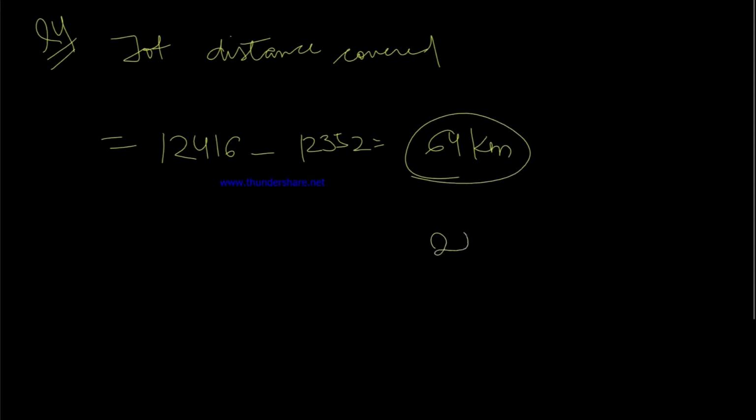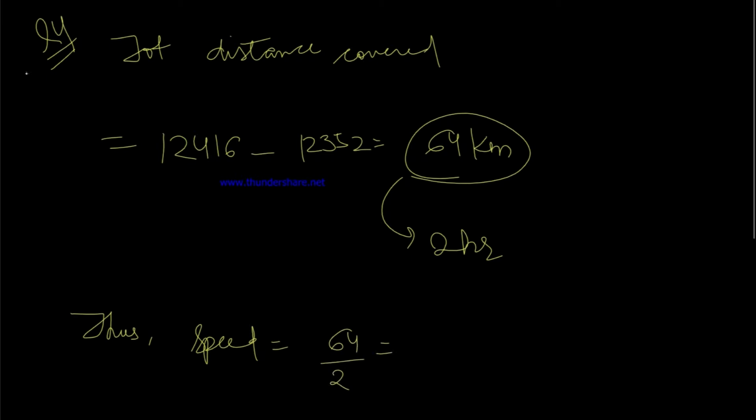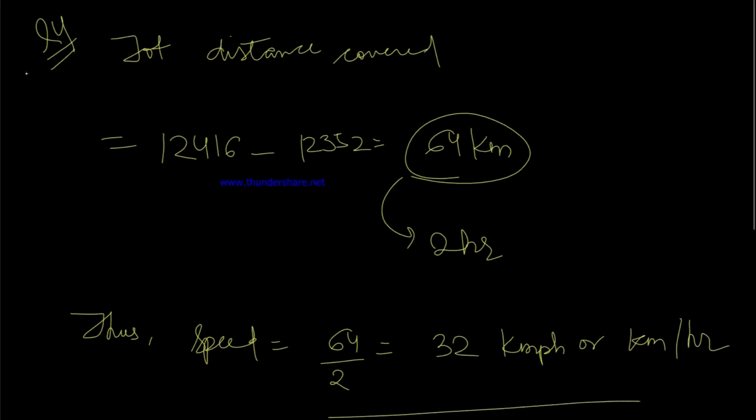Now we know that this distance was covered in a time duration of 2 hours. So the speed will be equal to distance by time, which is 64 kilometers divided by 2 hours. That is 64 by 2 equals 32 kmph, or kilometers per hour. This is the speed. Now we talk about the velocity of the car.